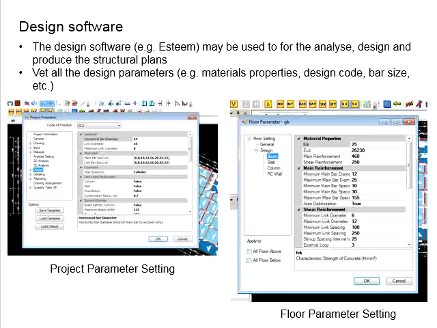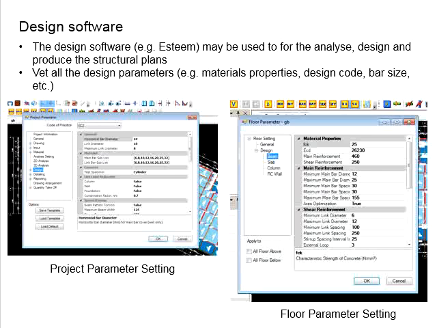If you are using another software, probably you can adopt the principle behind it, which in this case, the design software, for example Esteem, may be used for the analysis, design, and to produce the structural plan. This software is rather powerful and it has been widely used in the local industry. However, you need to be aware that whichever design outcome is produced by the software, you will need to vet all the aspects throughout the pipeline of the modeling.